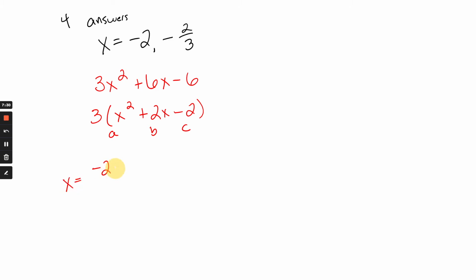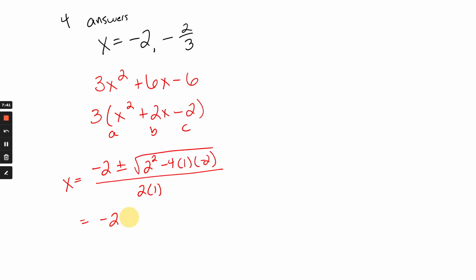So negative b plus or minus the square root of b squared minus 4ac all over 2a. Now, you might get imaginaries on that. That is okay. We've never said that we can't have imaginaries.